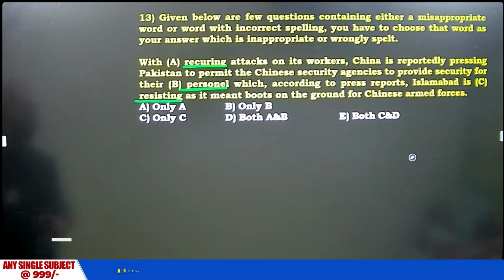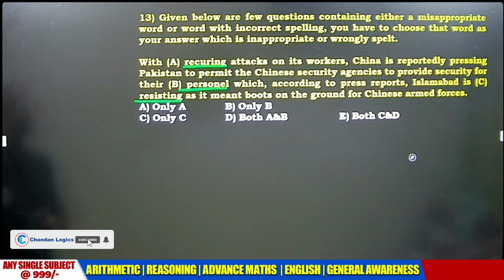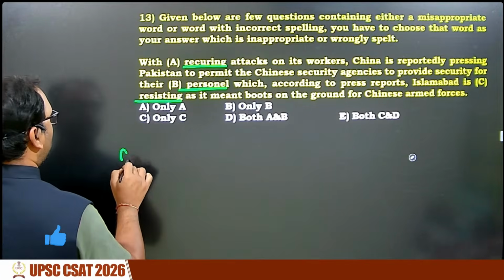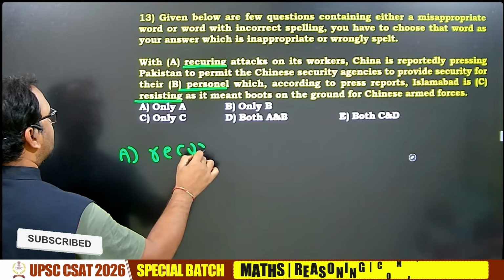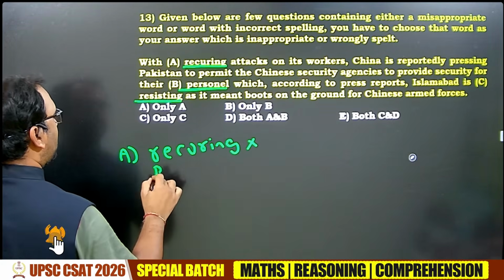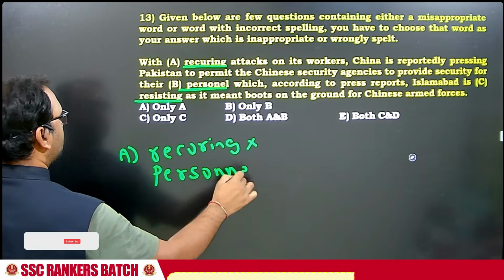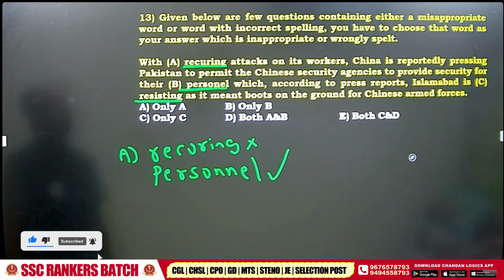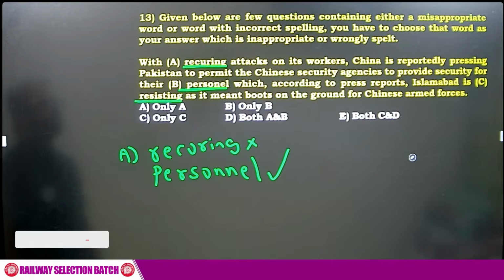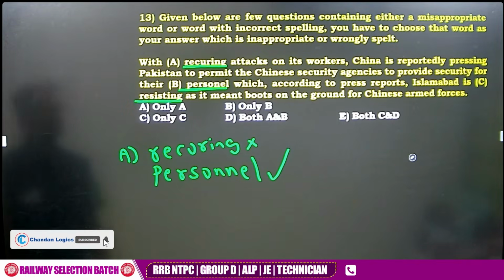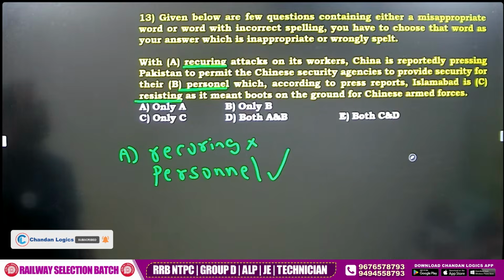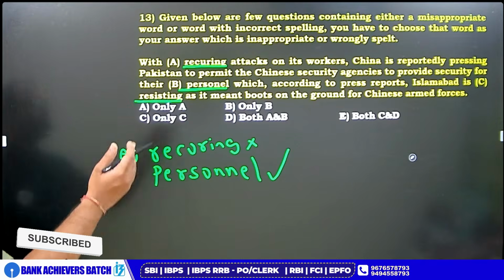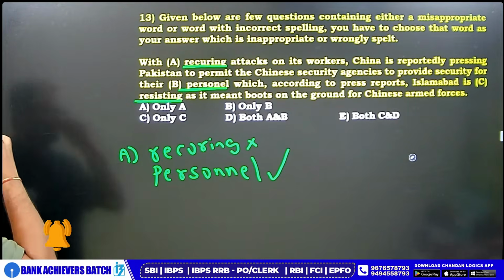With recurring, first of all, naturally you observe the spelling is wrong. But here the problem is not just spelling. You don't say recurring attacks, you say personal attacks. Sharanya, you're right. With personal attacks on its workers, China is reportedly pressing Pakistan. Pressing means putting pressure to permit the Chinese security agencies. So China is putting pressure on Pakistan. Why? To provide security for their personnel.